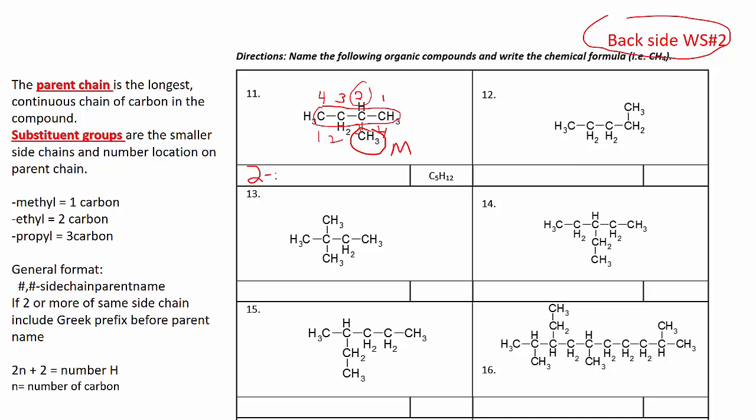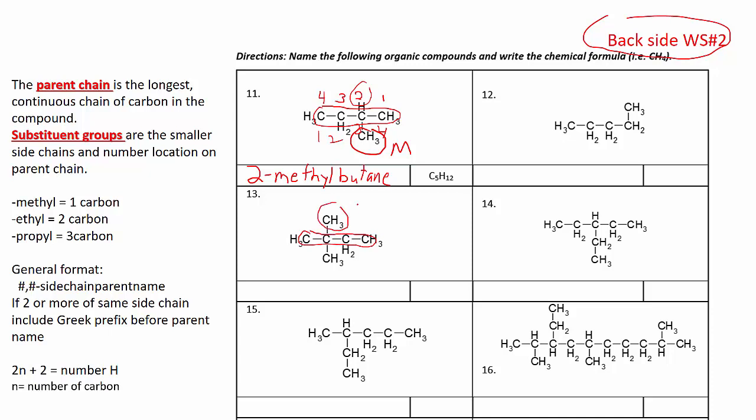So 2-methylbutane. C5H12 would be our chemical formula. Now from there, our next one, parent chain 1, 2, 3, 4, longest chain.